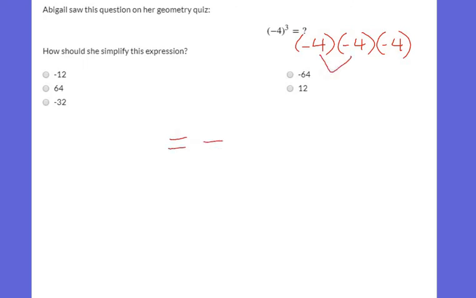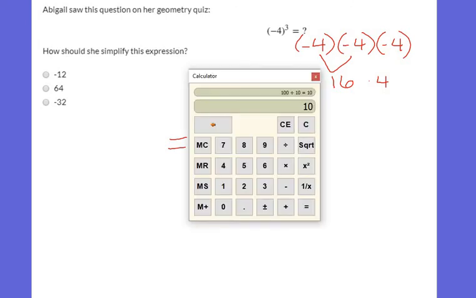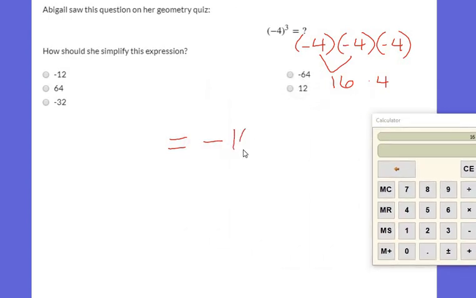Then I know 4 times 4 is 16. I need to multiply by another 4. If I don't know that, I can get my calculator. 16 times 4, and I get 64. And I knew my answer had to be negative. I'm having brain parts today. So negative 64 should be my answer, and there it is.